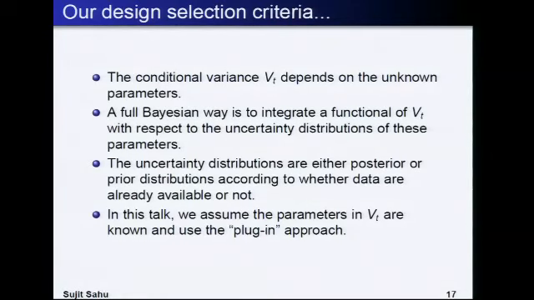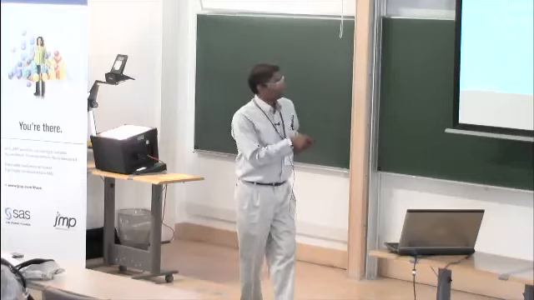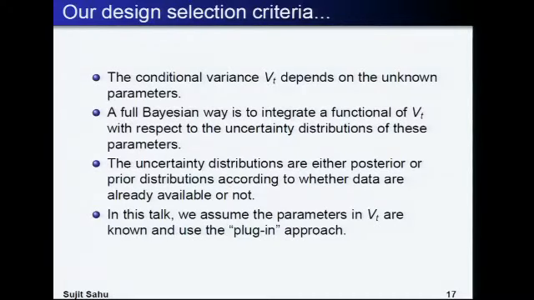So the conditional variance Vt depends on the unknown parameters, like sigma epsilon, sigma square eta, and phi and all that. A full Bayesian way would be to integrate a functional of this Vt, like the trace or determinant, with respect to the uncertainty distributions of these parameters. That uncertainty distribution will be either the posterior or the prior, depending on what you have. If you have data, it will be the posterior, and if you pretend that you don't have data, then it will be the prior distribution, according to whether data are available or not.